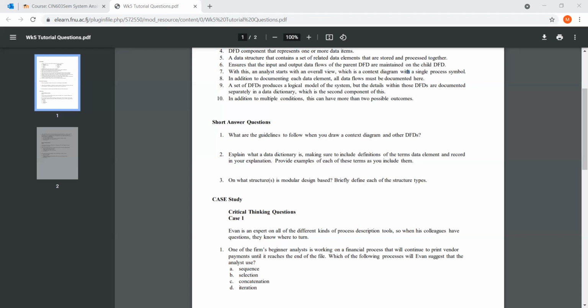An analyst uses the data dictionary to collect, comma, document, comma, and organize specific facts about the system. Full stop.